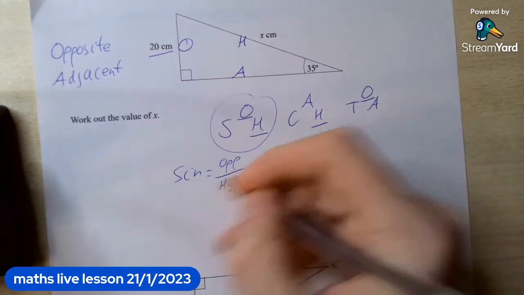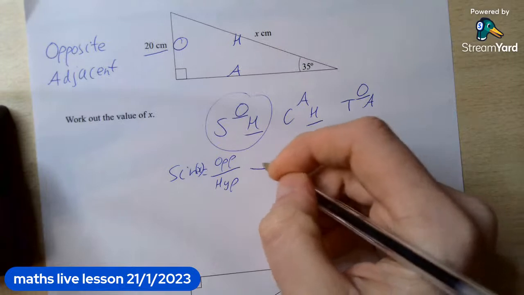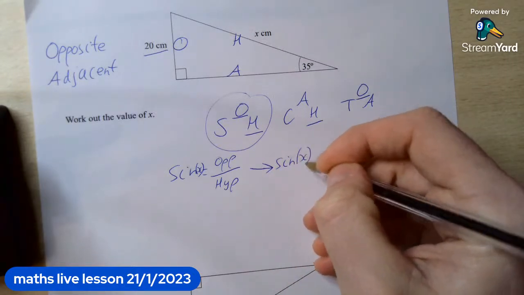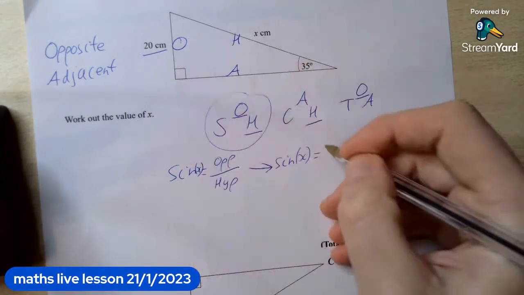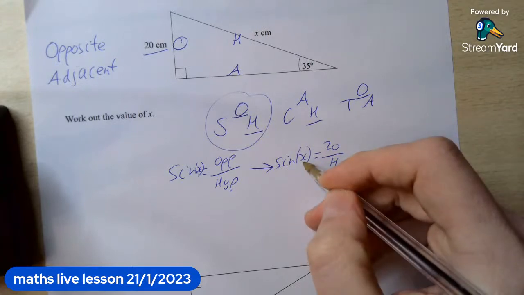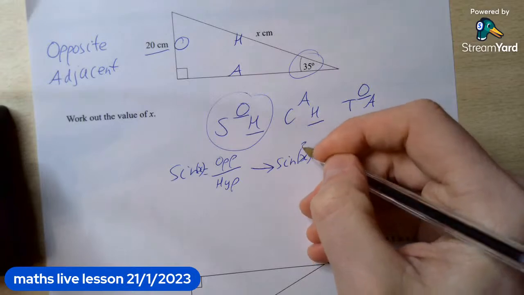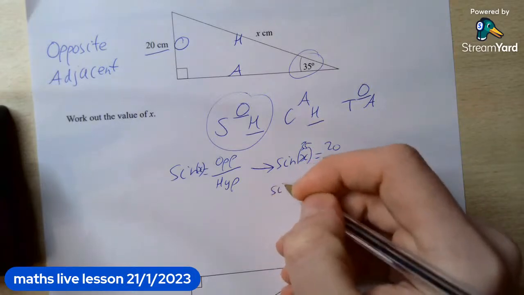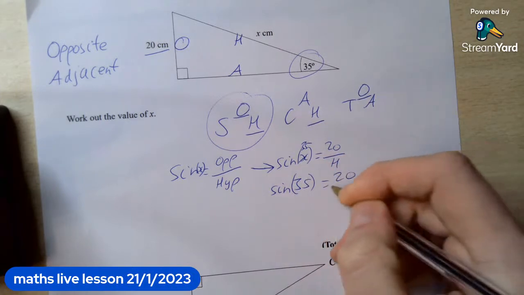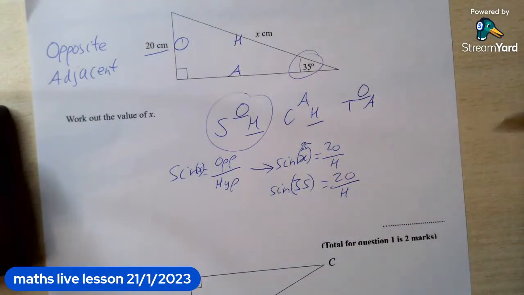More specifically, it's sine of the angle. So let's start using it. Sine of our angle equals the opposite side, which is 20, divided by the hypotenuse, which is h. Now, we do know what a number is here because we're given this angle here. It's going to be 35. So I'll write that again: sin 35 equals 20 over h or x. Doesn't really matter which one you put there.